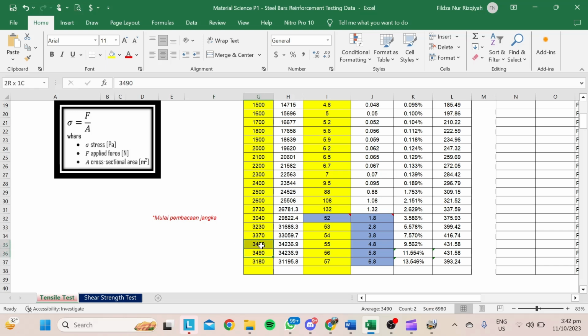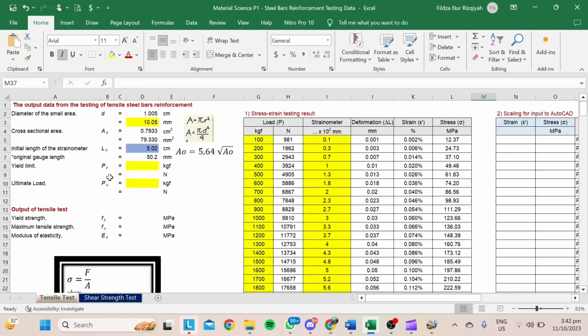For example, mine has 3,490 kg force as the biggest nominal of the load, and since I have two data which have the same number, I choose the last one. I choose this one, and then I give a note on the side of the row which marks that this one is the ultimate load. Ultimate.